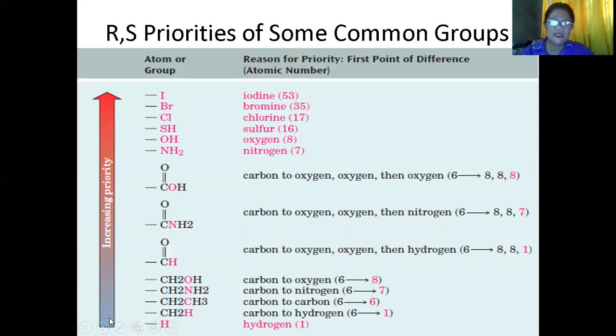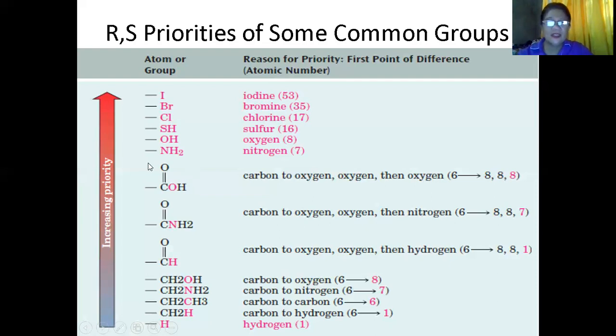This is increasing priority. Meaning, the highest priority group is iodine, then followed by bromine, then chlorine. The highest is iodine, then bromine, it's halogen. Chlorine, then SH, the sulfur group, the OH, then the NH2, the nitrogen.